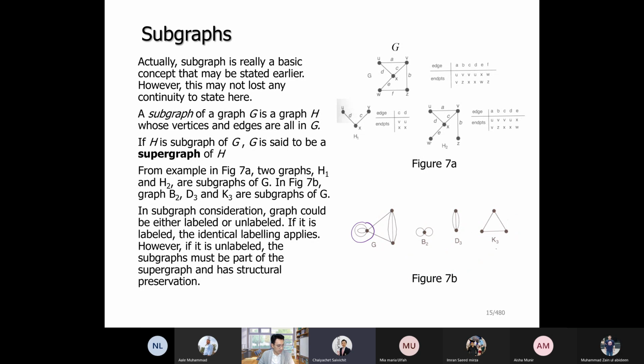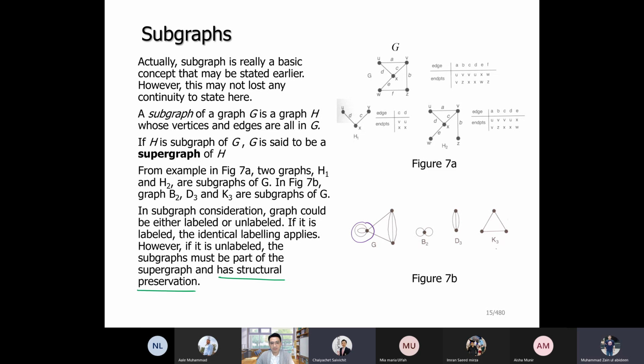So in subgraph consideration, a graph could be either labeled or unlabeled. If it is labeled, the identical labeling applies. However, if it's unlabeled, the subgraph must be part of the supergraph and has structural preservation. That's why we mentioned structural preservation earlier.